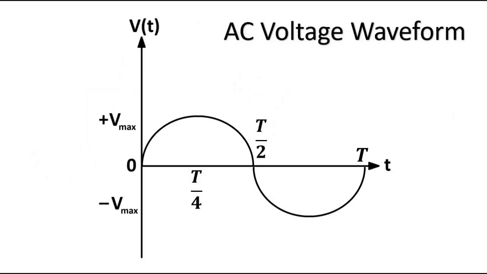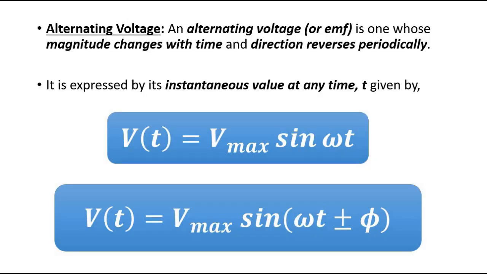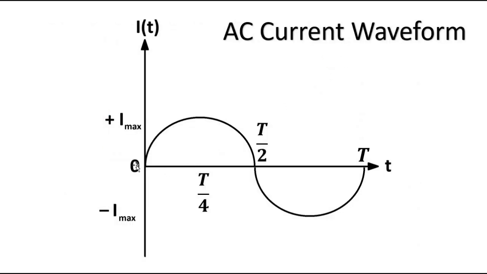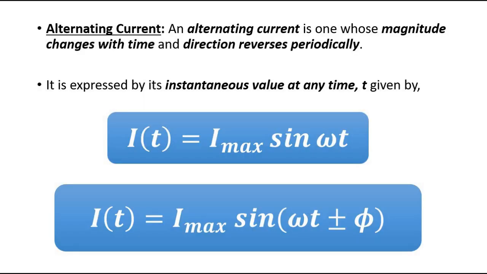So this is the AC voltage waveform. Here we have used a sinusoidal waveform for simpler mathematical analysis, where it is expressed as this, and it results in the AC current waveform with the given mathematical representation. So now the important terms associated with alternating current or AC.